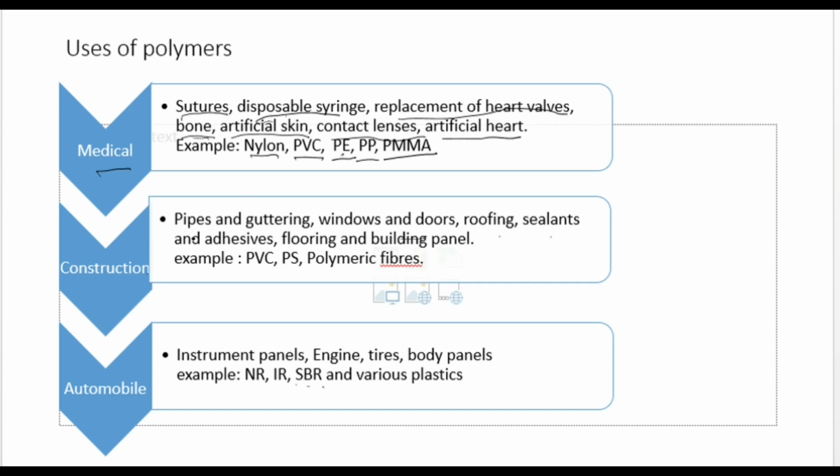While in construction field, it is used for making pipes and guttering, windows and doors, roofing, sealants and adhesives, flooring and building panel. Examples for these are polyvinyl chloride, polystyrene, polymeric fibers. In automobile industries, it is used for making instrument panels, engine, tires, body panels. Examples for it are natural rubber, butyl rubber, styrene butadiene rubber and various plastics.